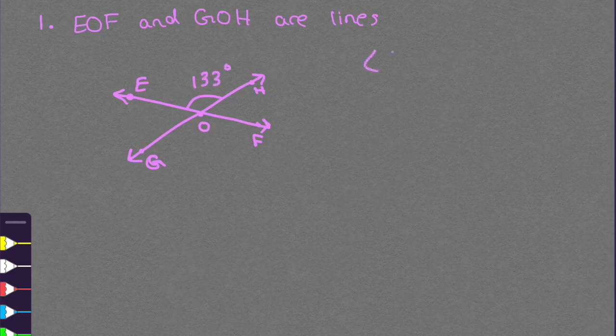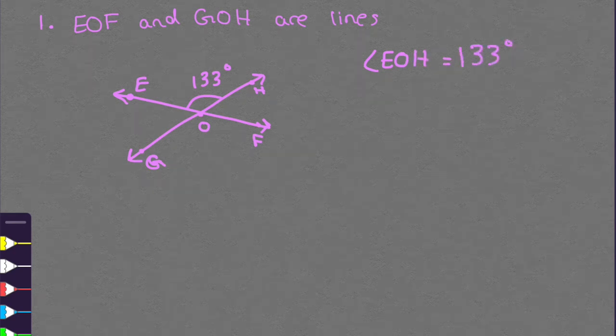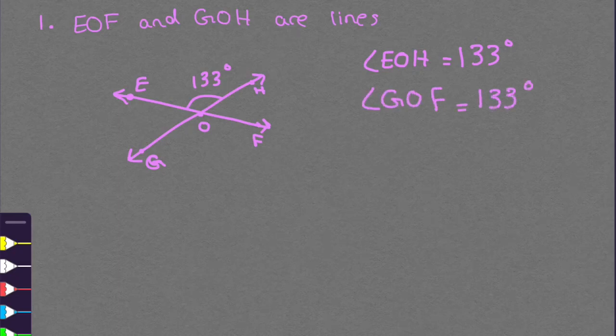So the angle EOH is given, which is 133. This angle is vertically opposite to GOF. So that is also 133 degrees. So if EOH is 133, GOF is also 133 degrees. So I know this one. I'm just going to write it down here.